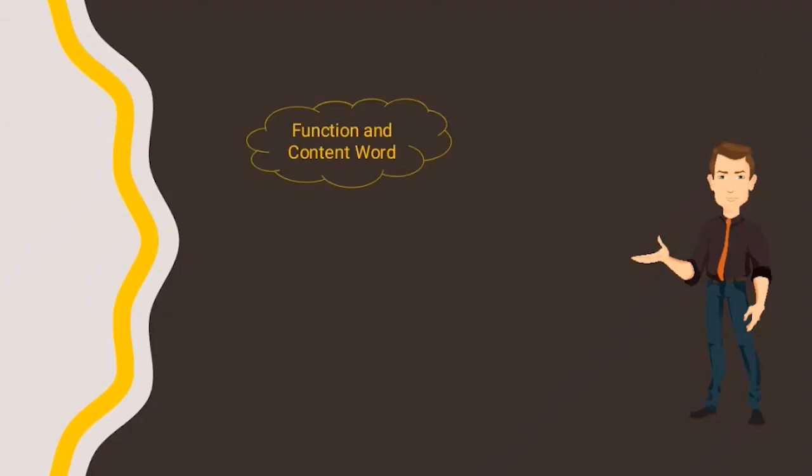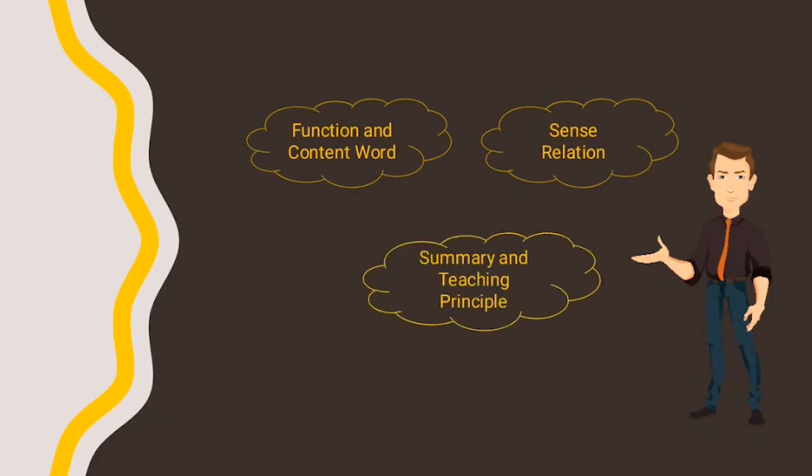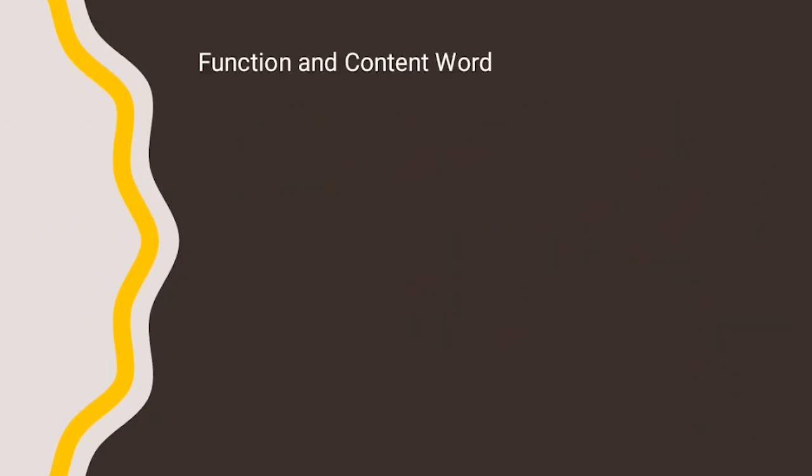In this section, I will discuss the organization of words in our language. The first one is function and content words. The second is sense relation. And the last one is summary and teaching principle. The first one is function and content words.